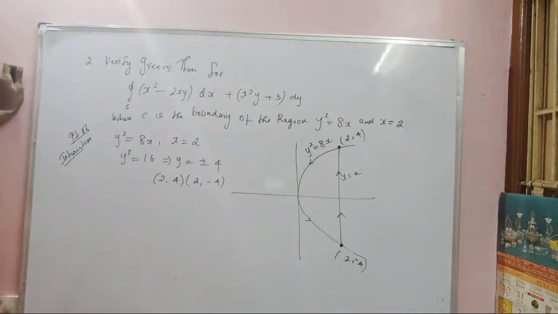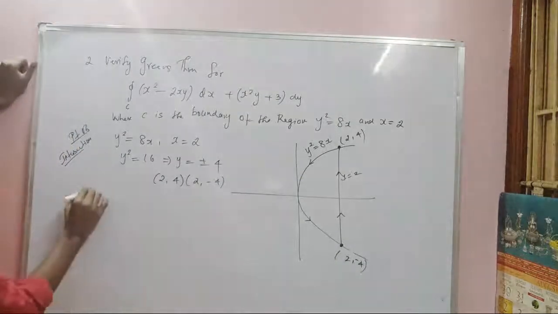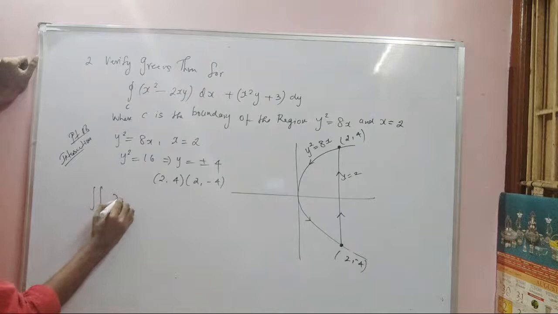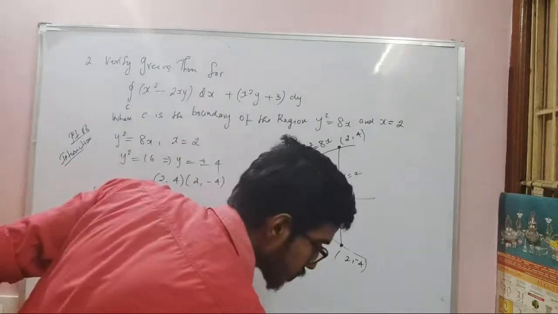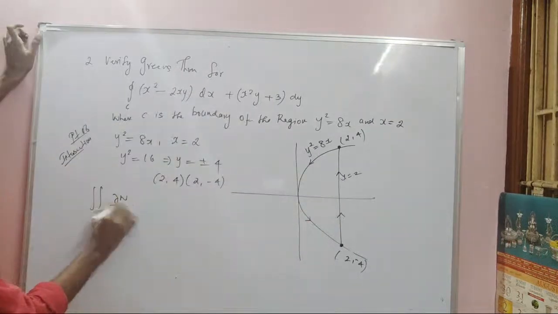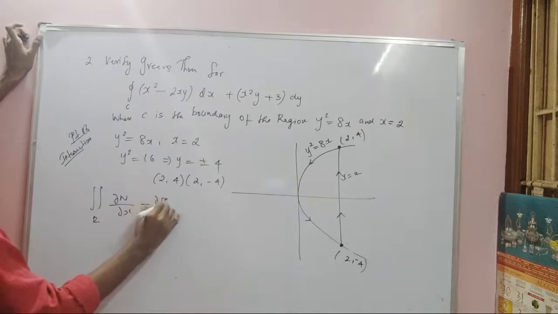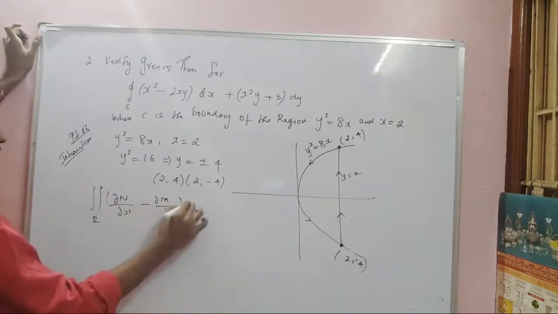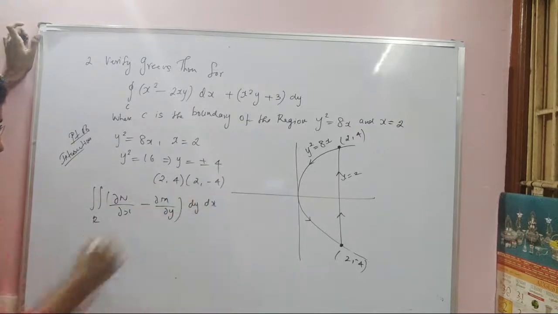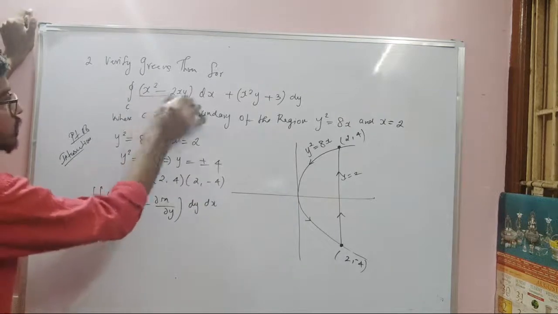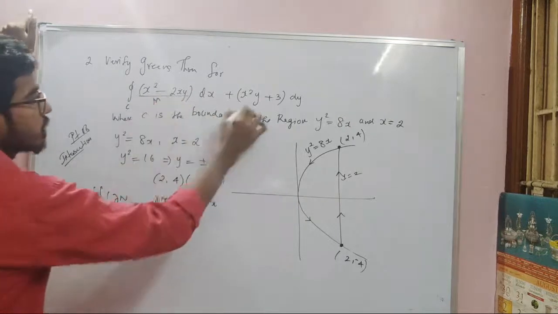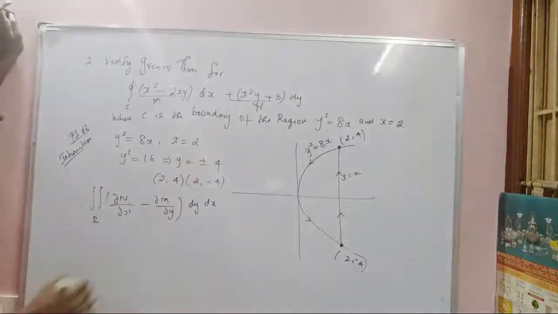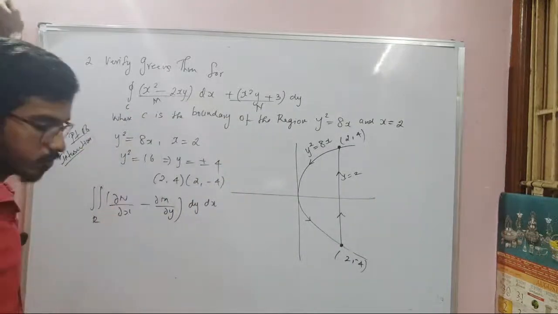Okay. Now we need to find the LHS and then the RHS. So we need to find the double integral over R of (dou n by dou x minus dou m by dou y) dy dx, right? So what is m here? m is x square minus 2xy and n is x square y plus 3, with the integral over c of m dx plus n dy.